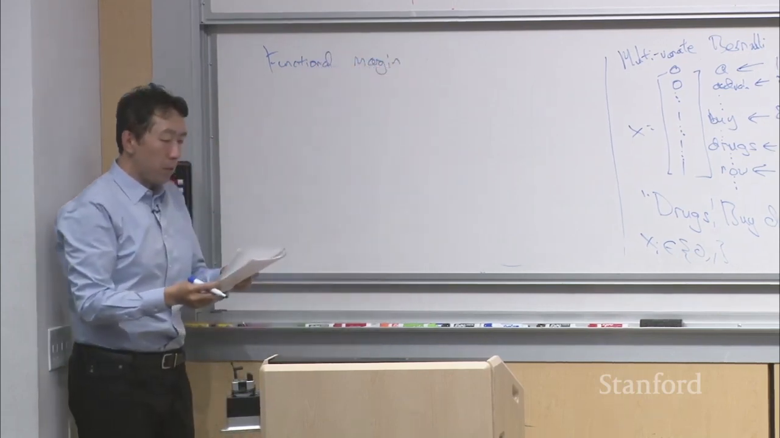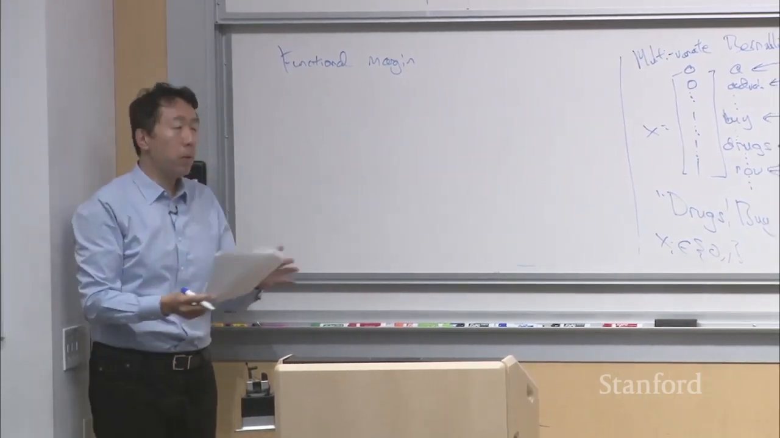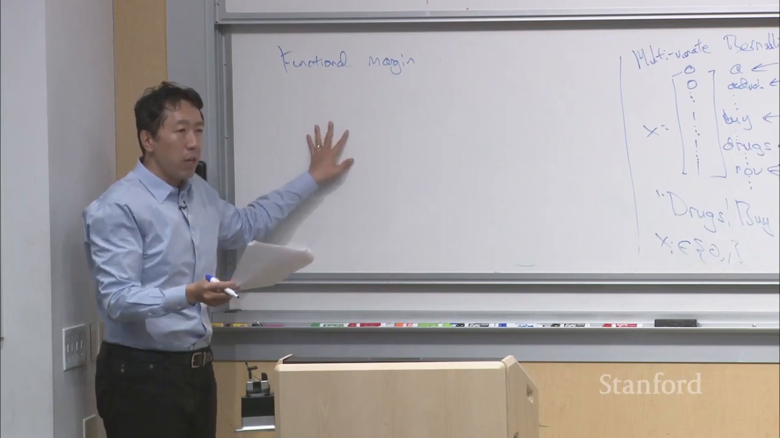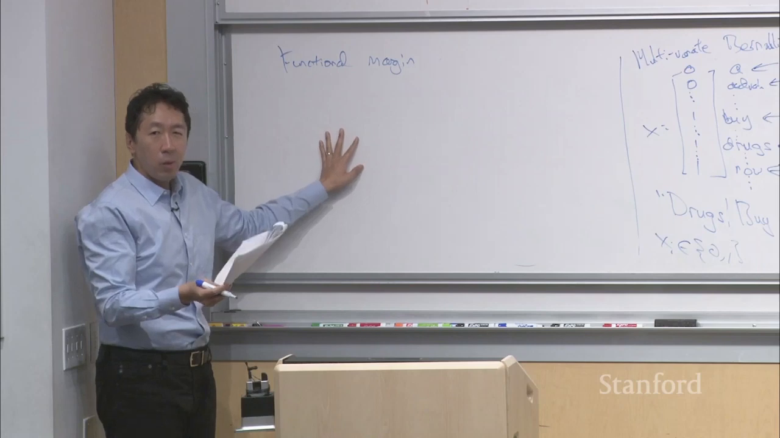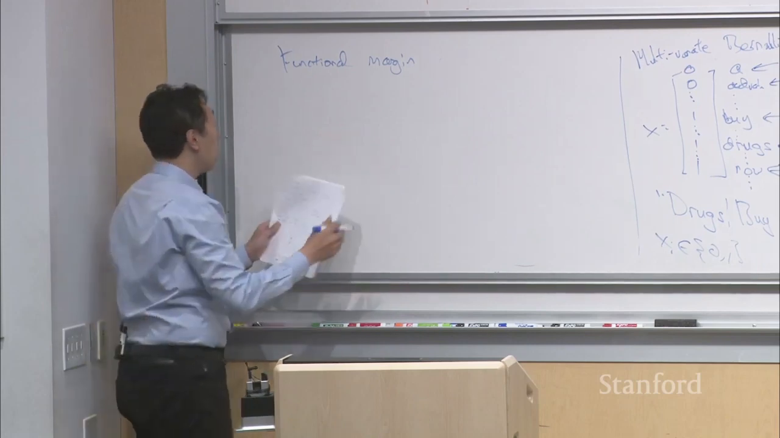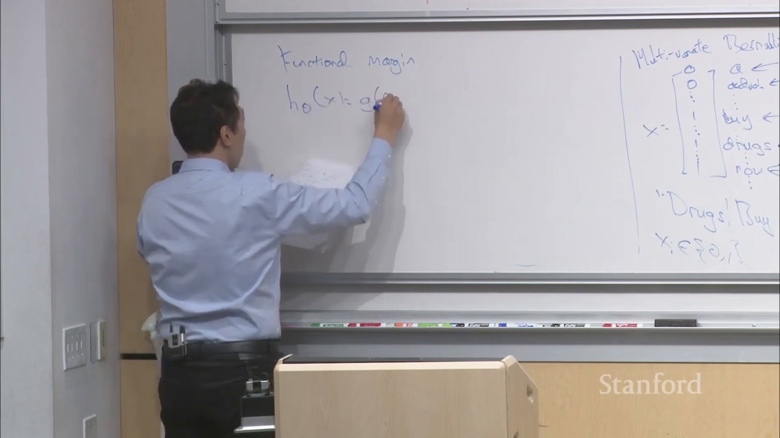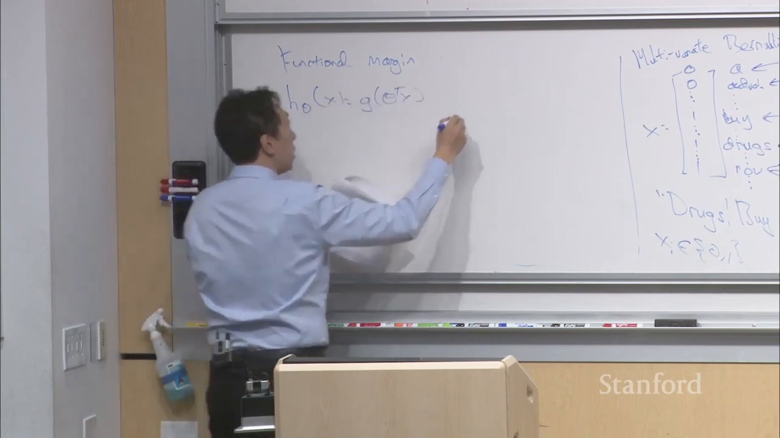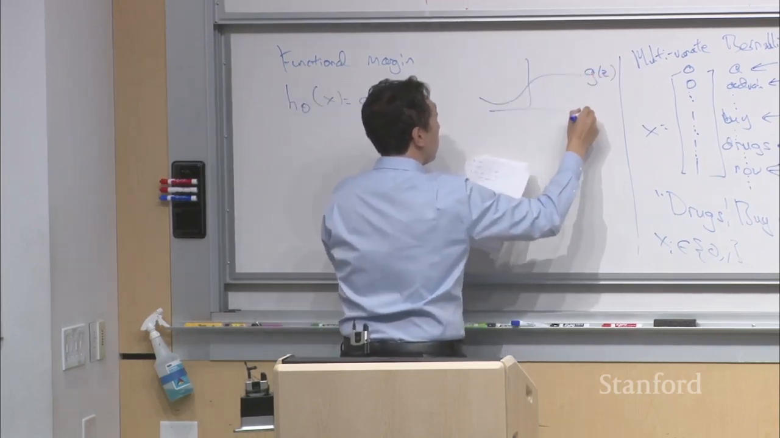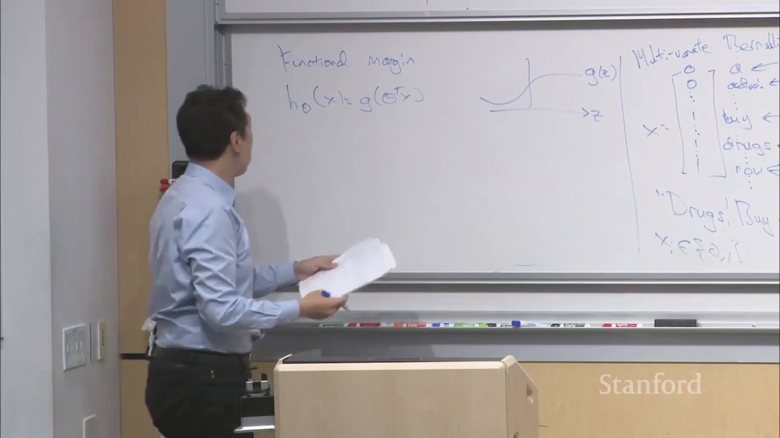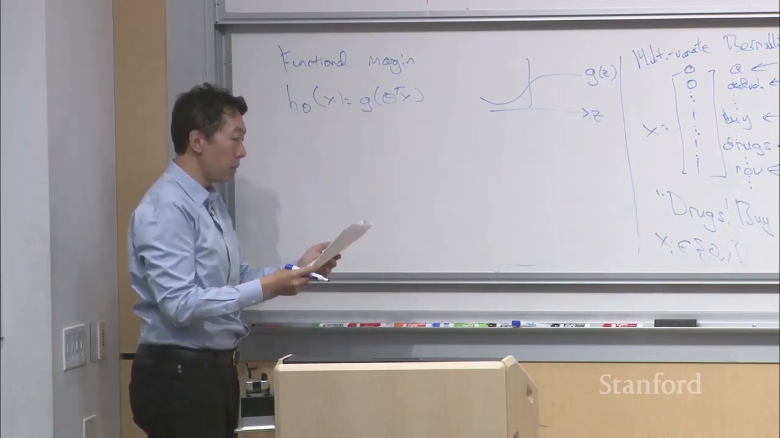So first, let me define the functional margin, which is informally how confidently and accurately you classify an example. So here's what I mean. We're going to go to binary classification, and we're going to use logistic regression. So let's start by motivating this with logistic regression. This is a logistic classifier, h of theta equals the logistic function applied to theta transpose x.